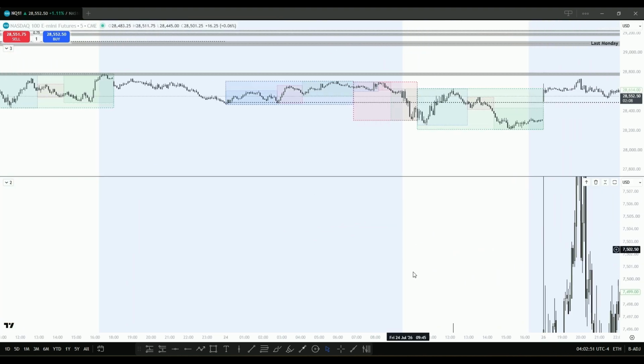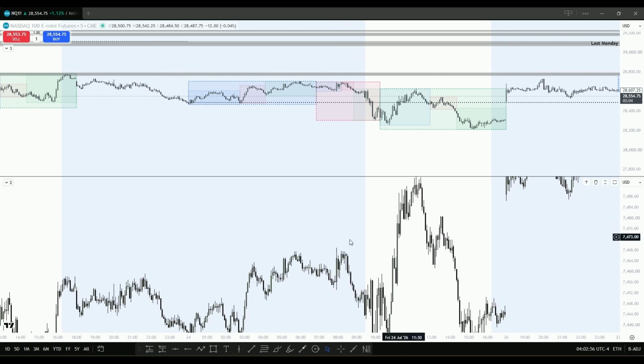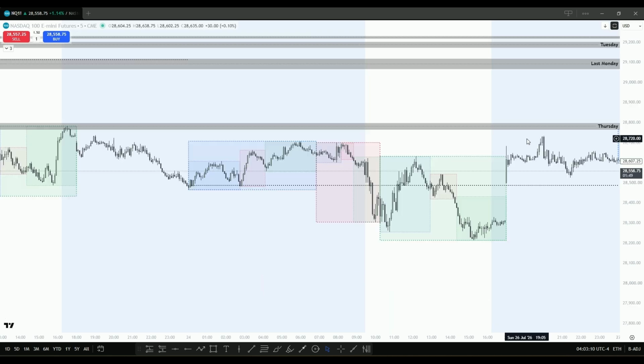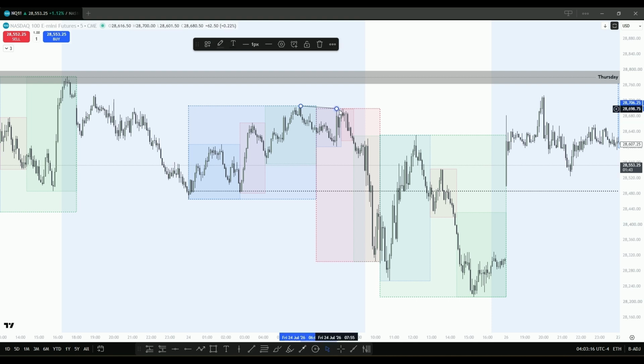All right, so let's see what ES is doing the day before. Oh, would you look at that? Another SMT between accumulation and manipulation. So ES takes the high here. See that? NQ fails to do so. See that?